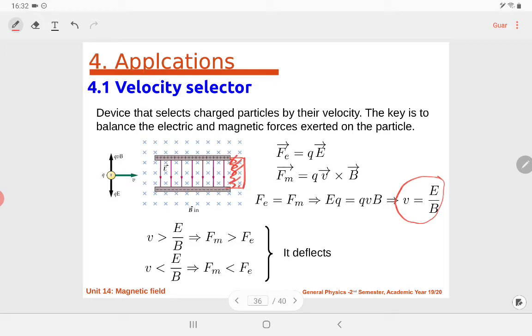Okay, so this can work as a velocity selector, because we can enter with charges at very different speeds, but only those charges that have this speed are going to exit this region. The rest will be deflected either to this plate or to this other plate.